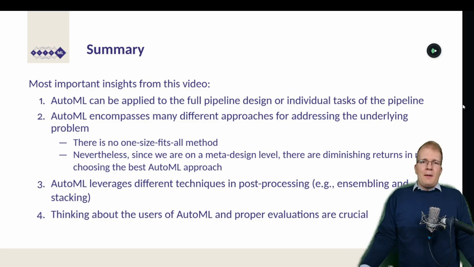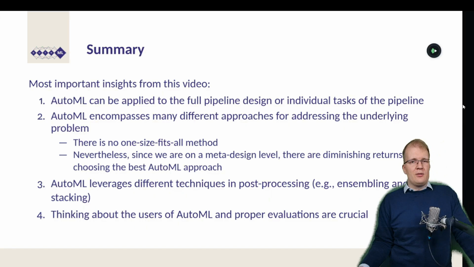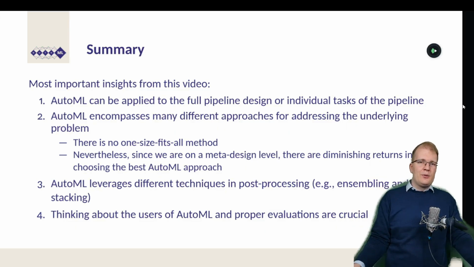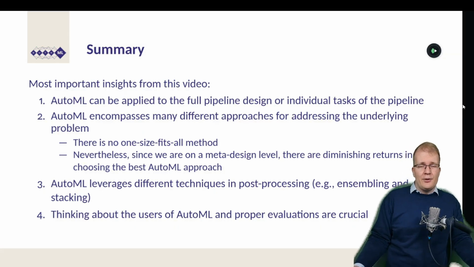Nevertheless, since we are on a meta design level, there are diminishing returns in not choosing the best AutoML approach. So if you have something already performing very well, something reasonable as an AutoML approach, use it. Simply use it. Of course, there might be a slightly better approach, but that most of the time means you might invest a little bit less compute time in finding the best model. It doesn't need to be that the model is actually better or worse.